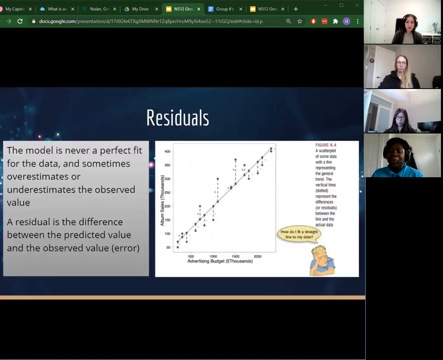Thank you, Jody. So as we learned previously, when we square the differences between the observed and expected values, we can calculate the total error. We can apply this to the linear model. So to assess the error, we use a sum of squared errors, and in this case, they're called residuals, and we get the residual sum of squares. So the model is never going to be a perfect fit for the data, and it can overestimate or underestimate the observed value, and the residual is that difference.